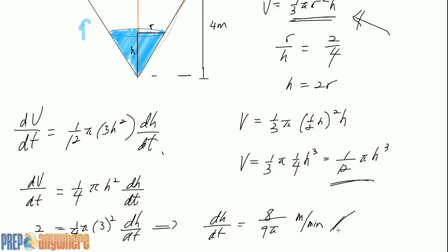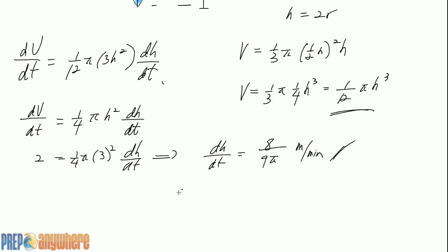Alright. Okay, so you have to have a concluding statement. Therefore, the water level is rising at, let's write it out, 8/9 pi meters per minute.